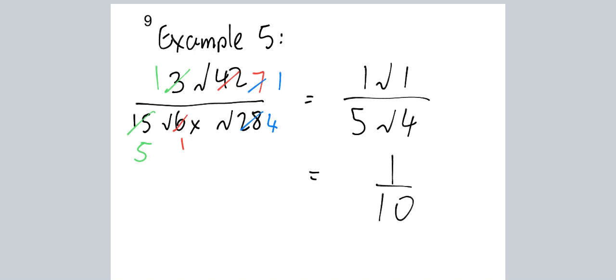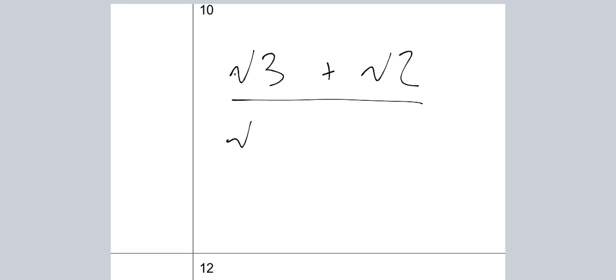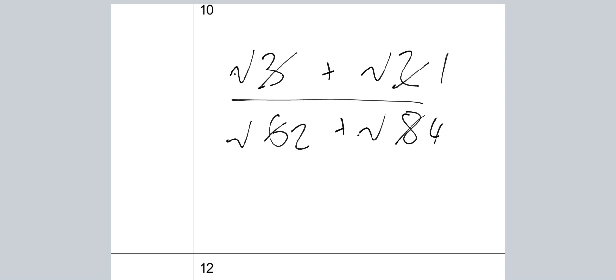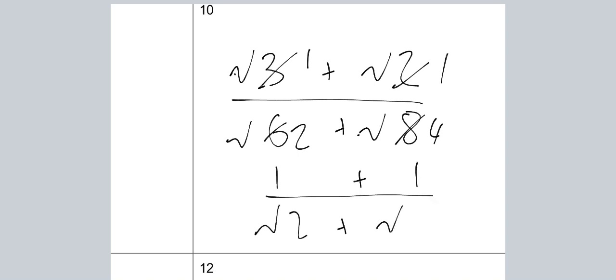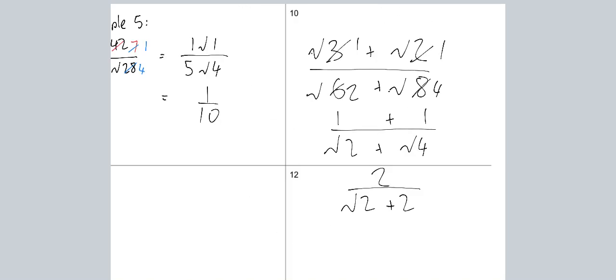Any questions about that? Okay, everyone put their pens down for a sec. That's because I want to make sure you're not going to write. Root 3 plus root 2 over root 6 plus root 8. So 3 goes into 6 twice. 2 goes into 8 4 times. So that leaves me with 1 plus 1 on top and root 2 plus root 4 on the bottom. Root 4 is 2, so I'm left with 2 on the top and root 2 plus 2 on the bottom. Everyone happy with that? Great.